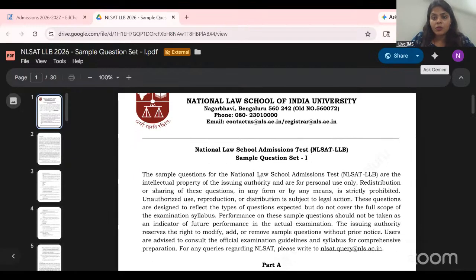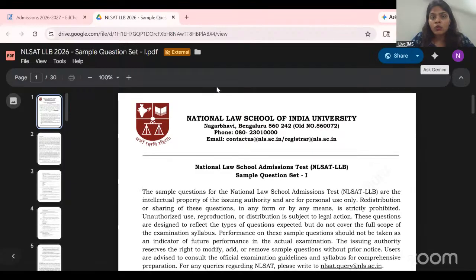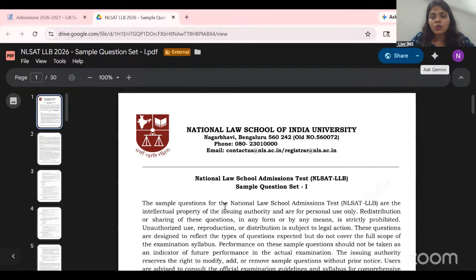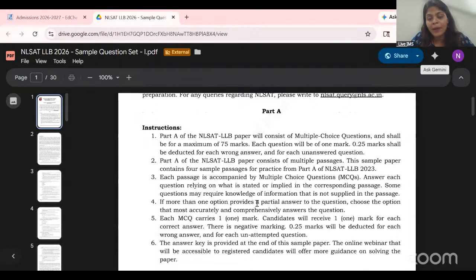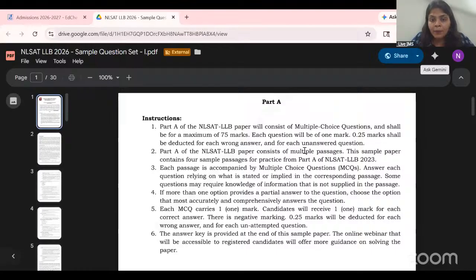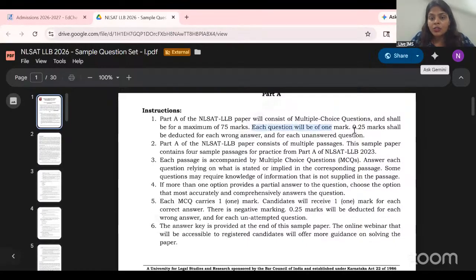Now, moving further, when you open the sample paper, you will see that certain instructions are given for attempting both Part A and Part B. Mark this: every question in Part A is going to be of 1 mark. And for every incorrect answer as well as unattempted question, there will be a deduction of 0.25 marks.